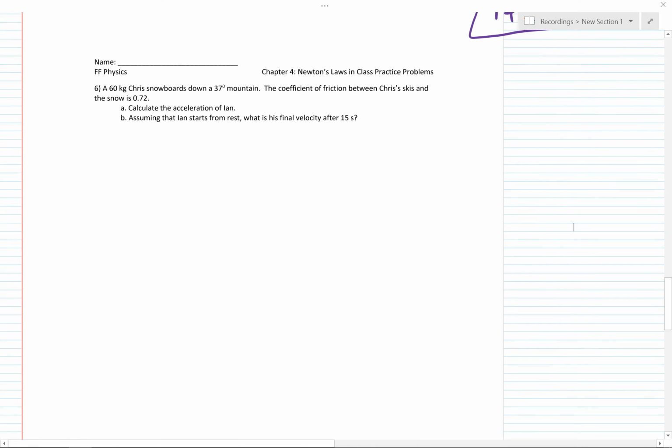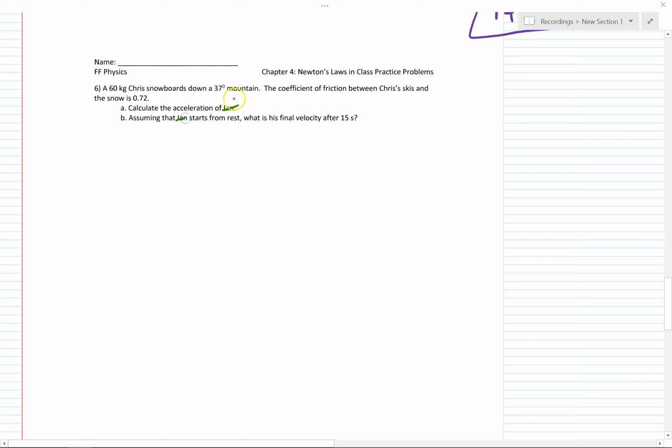A 60 kilogram Chris snowboards down a 37-degree mountain. The coefficient of friction between Chris's skis and the snow is 0.72. Calculate the acceleration of Ian. Assuming that Ian starts from rest, what is his final velocity after 15 seconds?